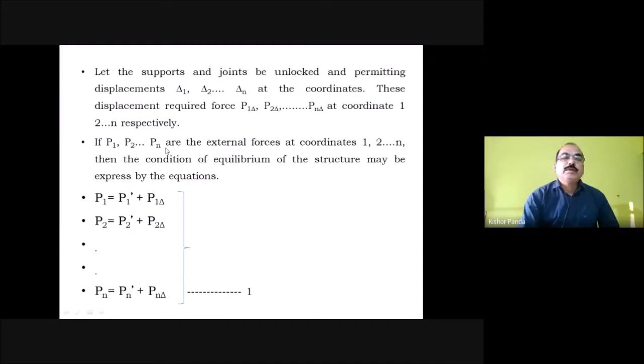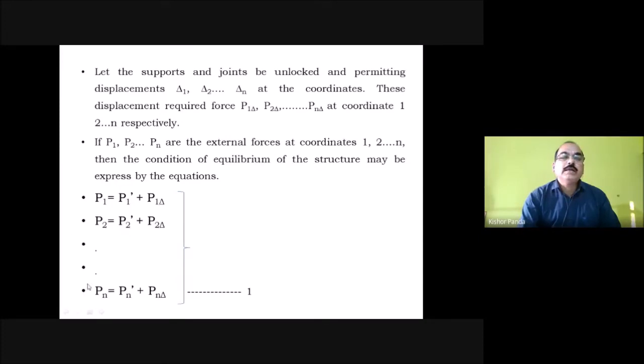If P1, P2, Pn are the external forces at coordinates 1 to n, then the condition of equilibrium of the structure may be expressed by the equations. These are the external forces P1, P2, Pn at coordinates 1 to n, and these are the conditions of equilibrium. So P1 is equal to P1 dash plus P1 delta, P2 is equal to P2 dash plus P2 delta, Pn is equal to Pn dash plus Pn delta.